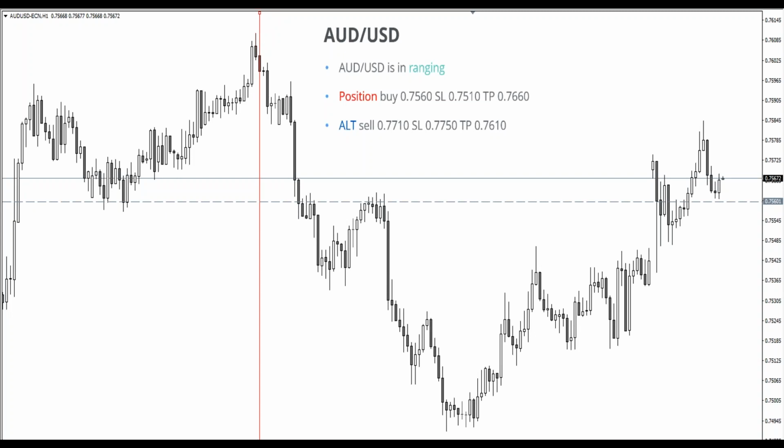Okay, I need to check it. Yeah, this was the setup: selling it from here, then buying it from there. But I forgot to put the alternative buy. It doesn't matter, guys. If you took this setup, you would have made 100 pips. But some people actually took the alternative setup and they made even more profits.